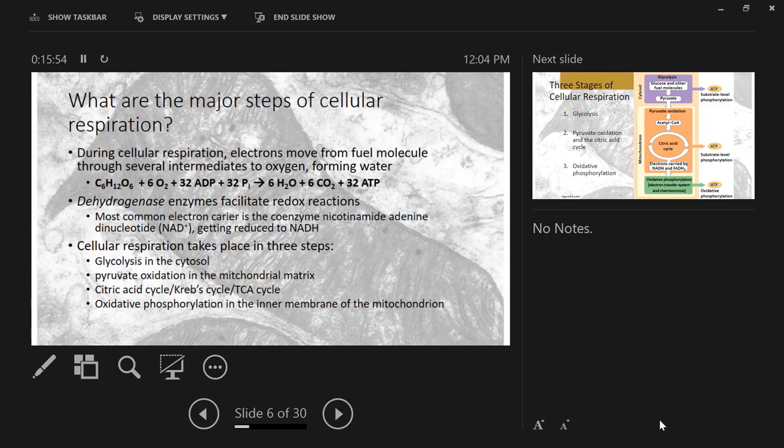Okay, so glycolysis in the cytosol, pyruvate oxidation and the Krebs cycle, 2A and 2B, inside of the mitochondrial matrix, oxidative phosphorylation in the inner mitochondrial membrane. The inner membrane of the mitochondria.